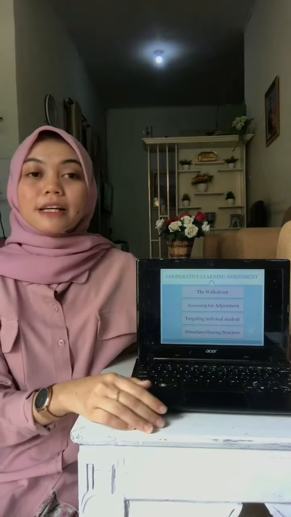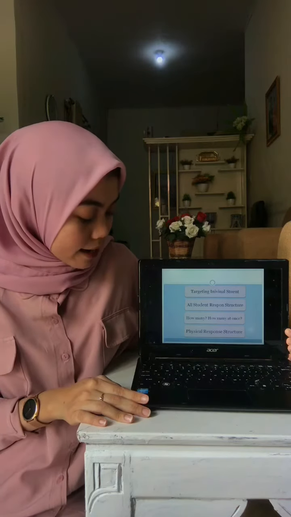Next, targeting individual student. To find out the extent of a student's knowledge, usually a teacher will designate students by numbering students or by calling students with the characteristic they have. Next, simultaneous sharing structure. The simultaneous sharing structure allows us to read the entire class at once by asking them to answer a question written on a board, then asking them to show the board and see what percentage of students are correct. Next is targeting individual student, and next a student response structure. Next, how many versus how many at once, and the last is physical response structure.